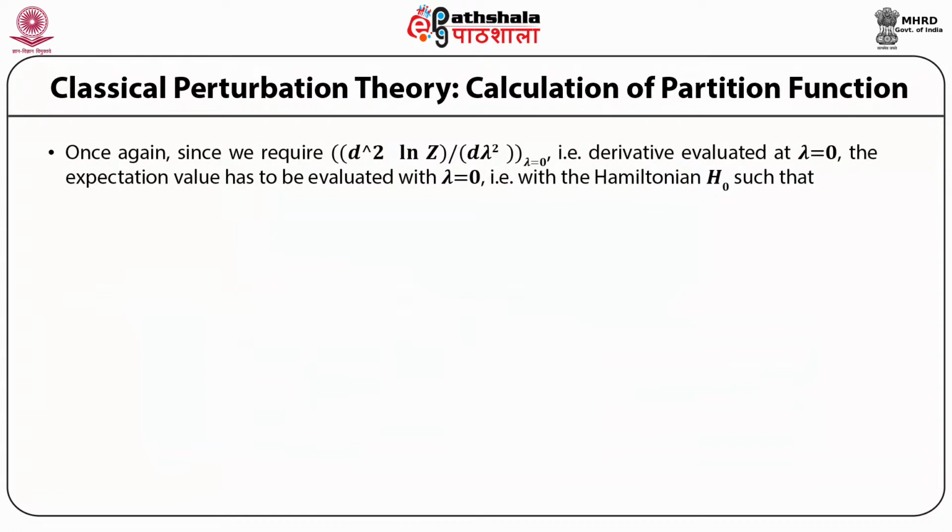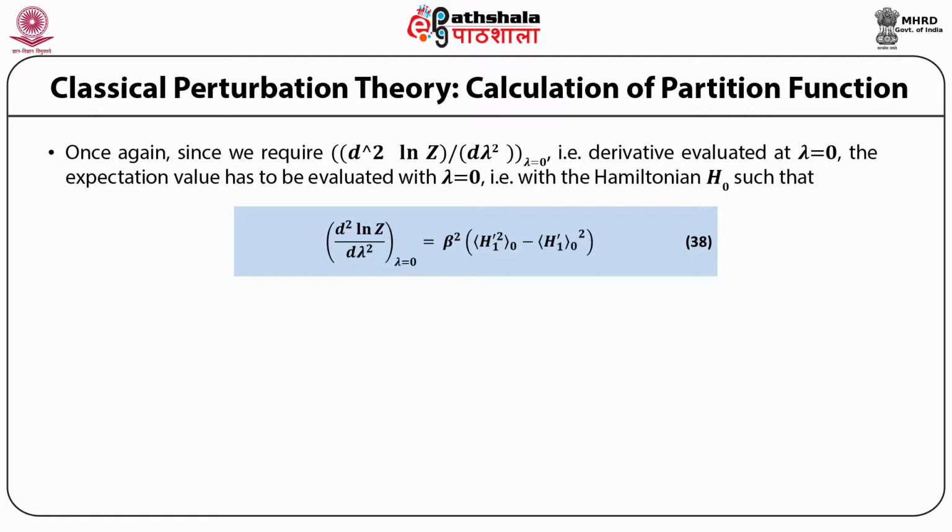Once again, since we require the second order derivative of log of Z at lambda equal to 0, the expectation value has to be evaluated with lambda equal to 0, that is, with the Hamiltonian H0, such that the second order derivative of log of Z with respect to lambda is equal to beta square multiplied by the expectation value of H1 dash square evaluated at lambda equal to 0 minus the expectation value of H1 dash evaluated at lambda equal to 0, squared.